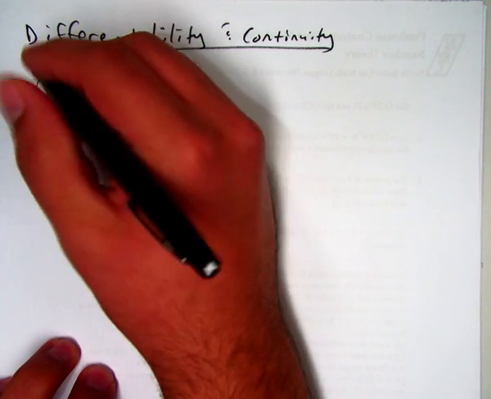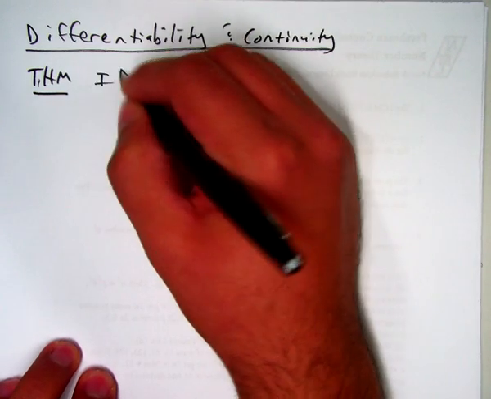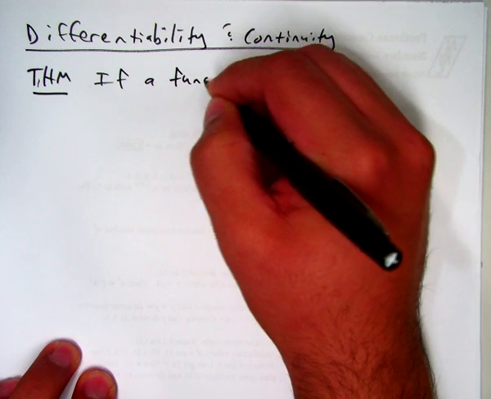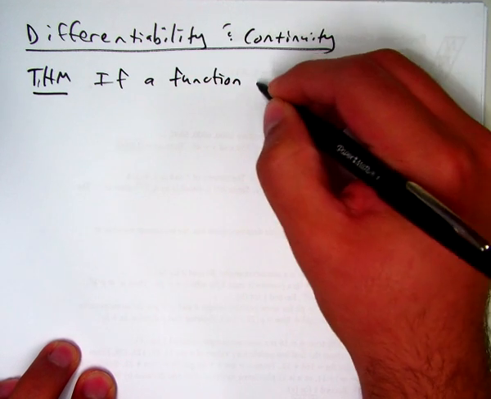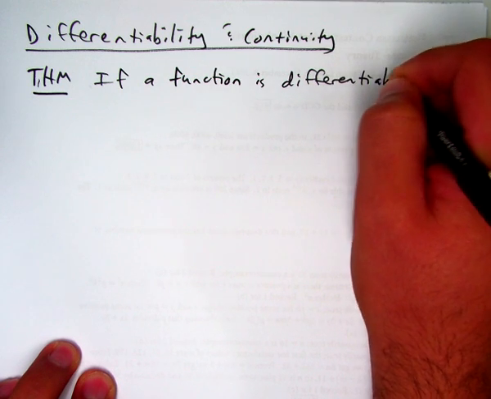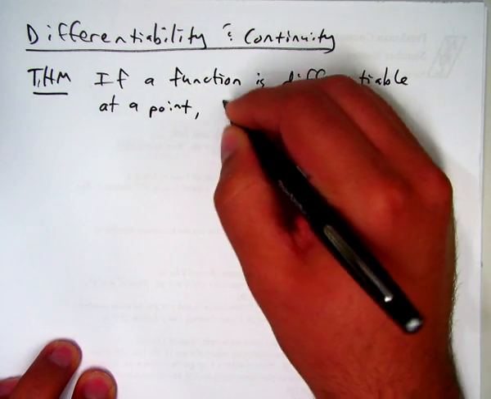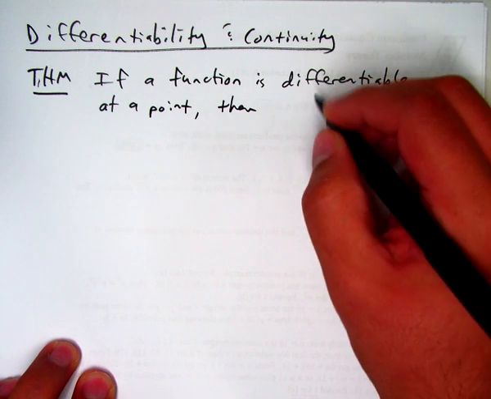So the first theorem says that if a function is differentiable at a point, then it is continuous at that point.